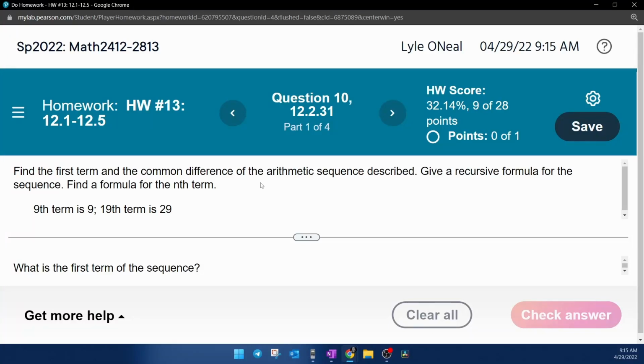Right, here we go. Question number 10 from our Precalculus homework number 13 in MyLab Math. They want us to find the first term and the common difference of the arithmetic sequence. That's a hint. It's arithmetic. Give a recursive formula for the sequence. Find a formula for the nth term. We got a lot of stuff to do.